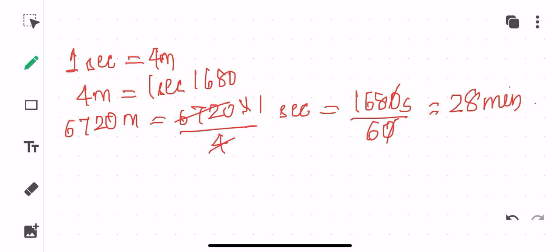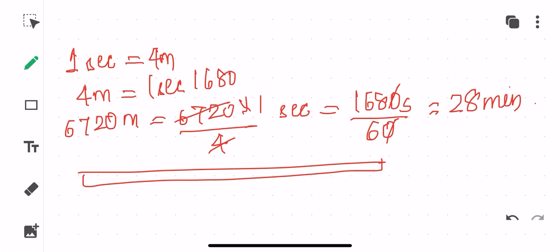I just simply, what I did is, whatever the length I got, that I got as 6720 meter, so that much was flowing through the pipe, and that much was flowing for how many minutes, that you had to find out. And for finding out the minutes, you had to calculate that in 1 second how much it is flowing, and then you had to find out the time.